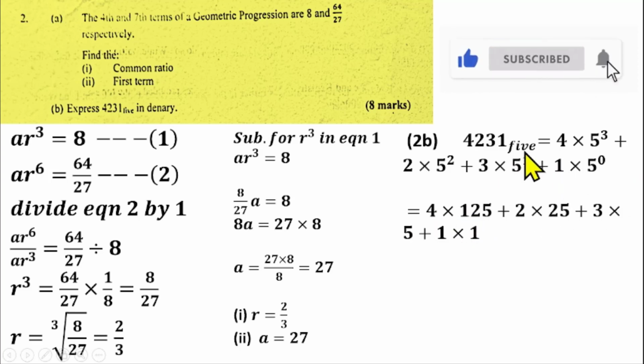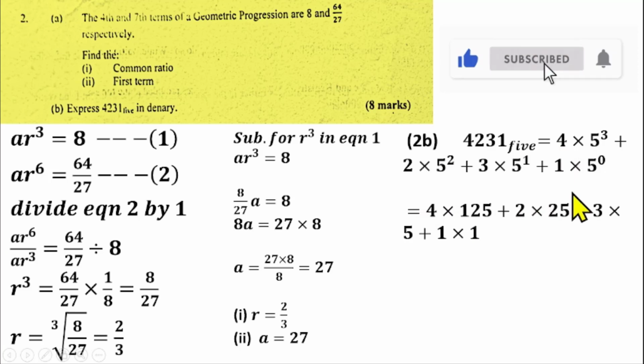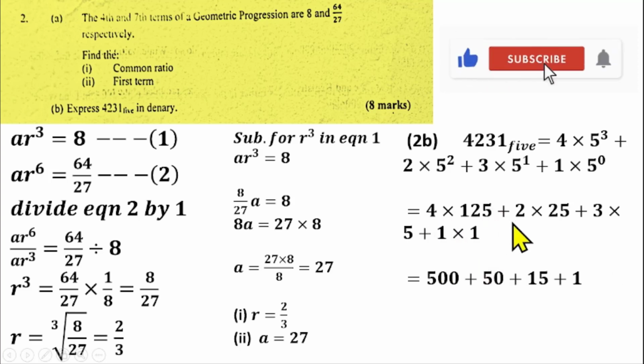So if you simplify, you have 4 times 5 raised to power 3 is 125, plus 2 times 5 raised to power 2 is 25, plus 3 times 5 raised to power 1 is 5, plus 5 raised to power 0 is 1, so you have 1 times 1 here. So if you simplify further, 4 times 125 gives us 500, plus 2 times 25 is 50, 3 times 5 is 15, plus 1 times 1 is 1. And if you add this together, that should give us 566 base 10.